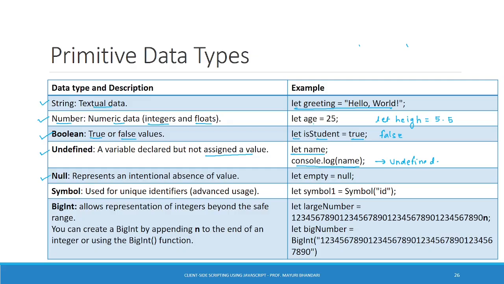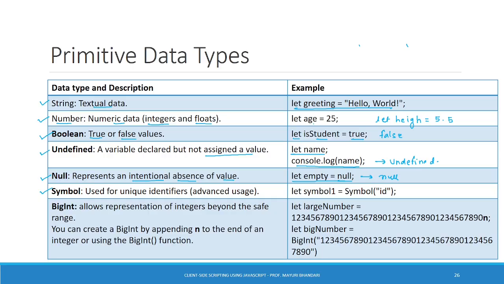Then next is null. It represents intentional absence of value. So when you have one variable and intentionally you want to give it a value null, you can define it like this: let empty is equal to null. So null and undefined are totally different. In undefined, you don't assign any value, and in null, you are explicitly assigning null as a value.